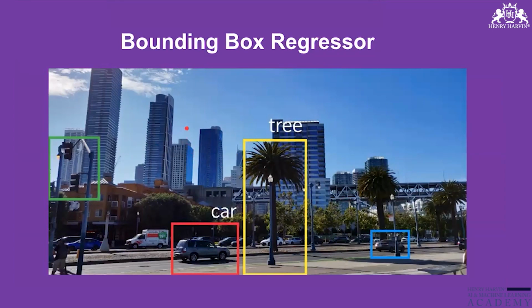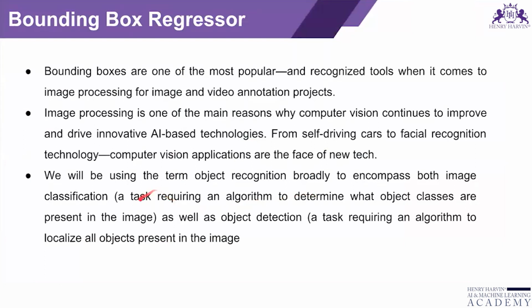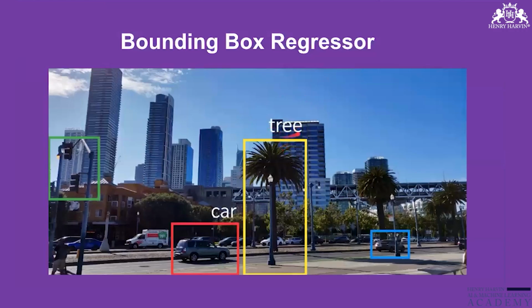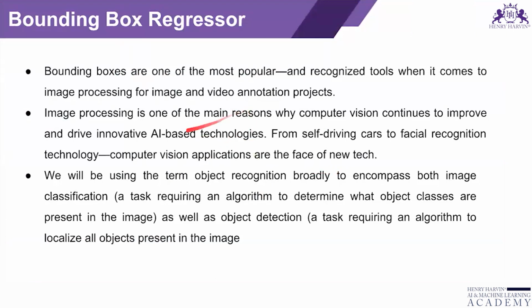Bounding box regressor. That means you have to identify objects by creating some bounding box. Bounding boxes are one of the most popular and recognized tools when it comes to image processing for image and video annotation. Annotation means we are putting the name or the label above the object, like it is a tree, a car, or a light post. So these are the bounding box regressor techniques.